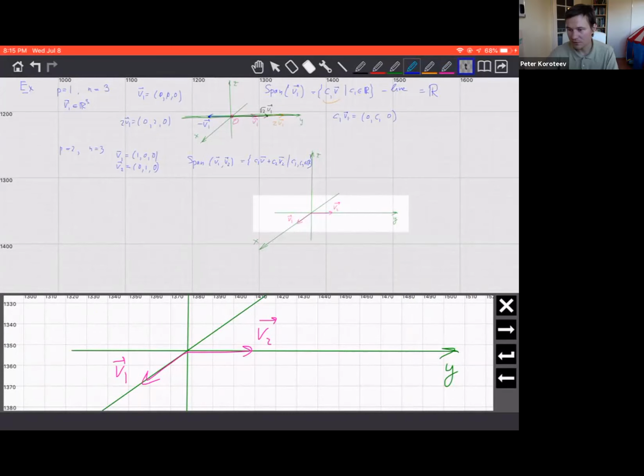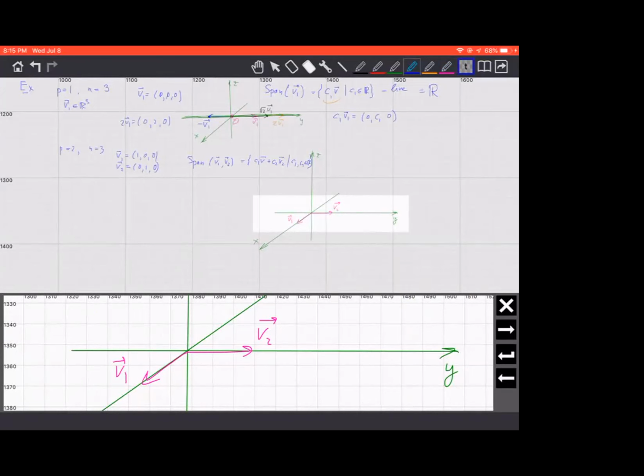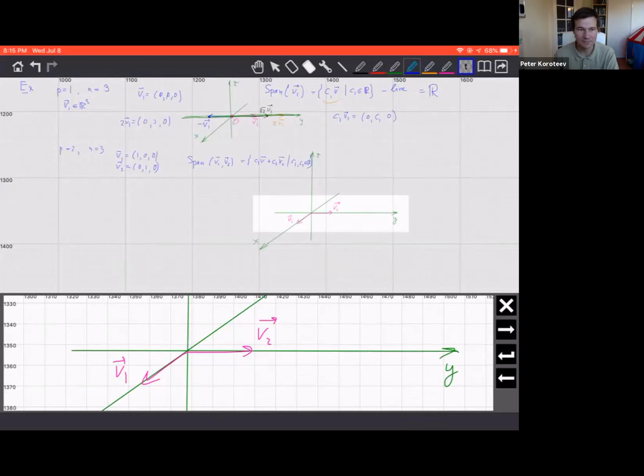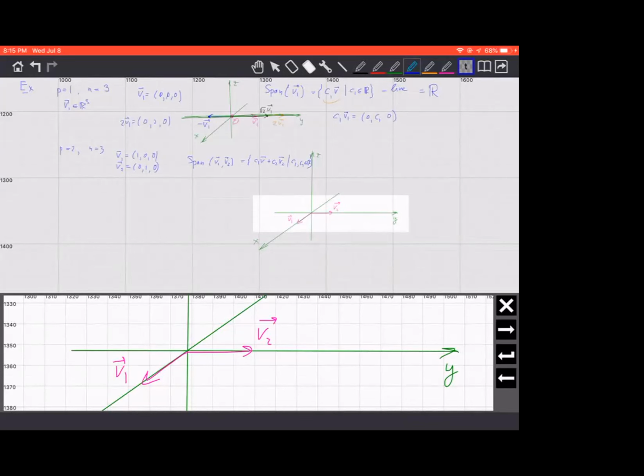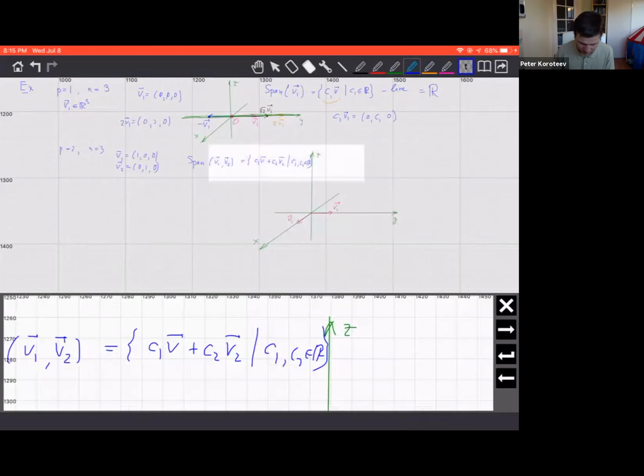Sophie, you're muted. If you say something, I didn't hear. So it's going to be a... I didn't hear the last word. It's going to be what? C1, C2, 0. No, they don't have to be. They're not equal. They don't have to be 0.